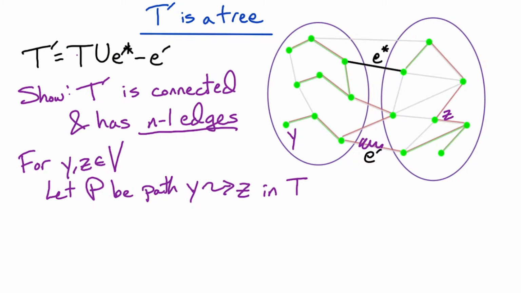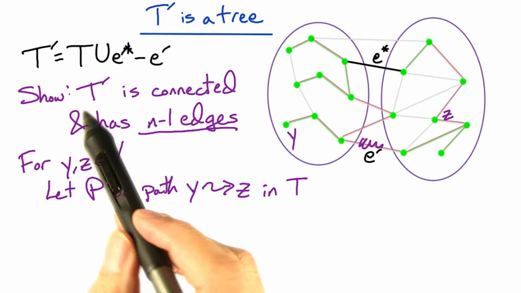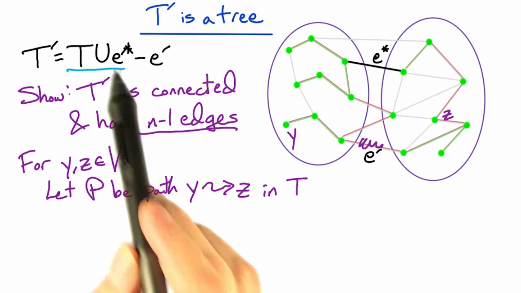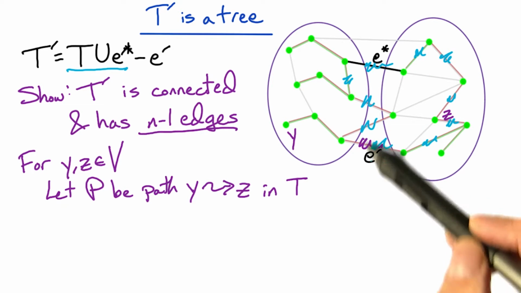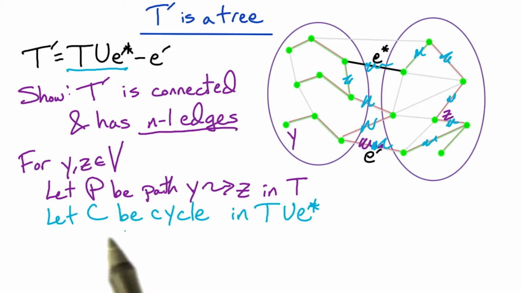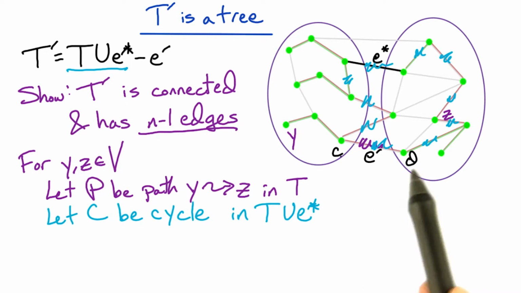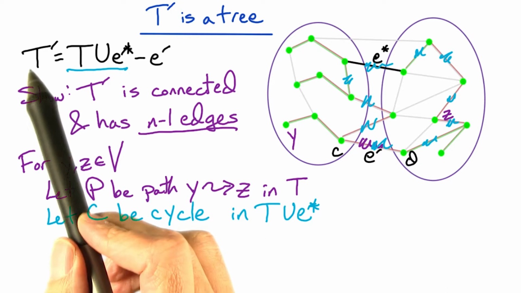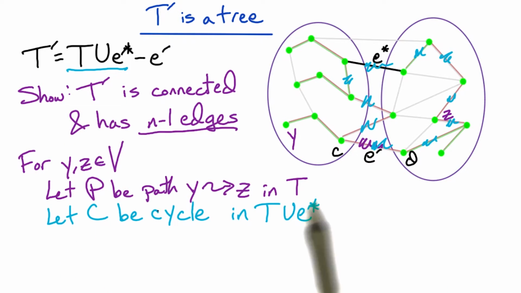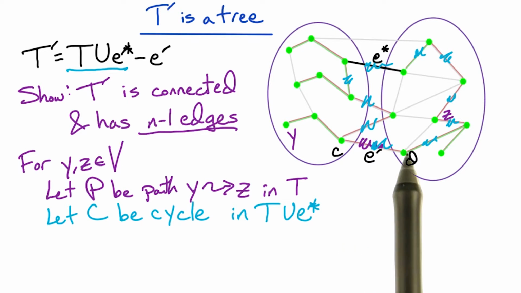And now we have to construct a path in T prime which goes from y to z. Now recall that when we looked at T union E star, what do we get? We got a cycle. These blue edges are this cycle in T union E star. So let's let C denote the cycle in T union E star. Let's denote the endpoints of E prime as C and D. Now E prime is a path from C to D in T. Now this cycle C has two paths between C and D. E prime is one of those paths.